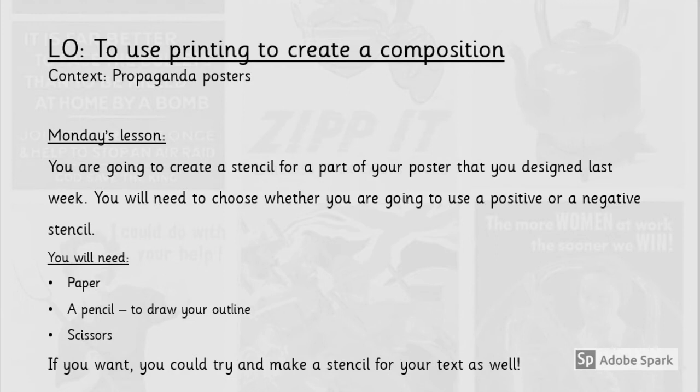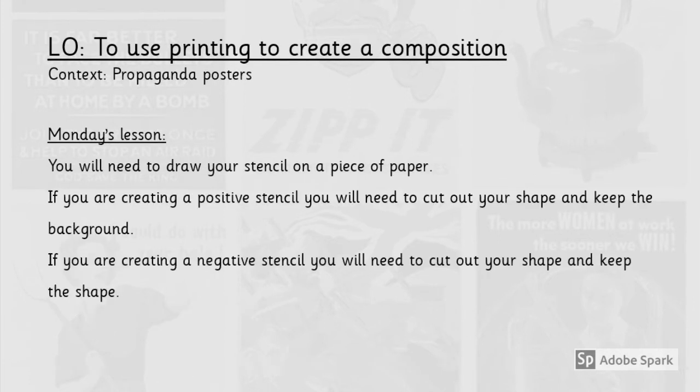So if I was doing this activity, I would be making a stencil of that aeroplane that I drew in the last lesson. What you're going to need to do is draw your stencil onto a piece of paper. If you're creating a positive stencil, you're going to need to cut out your shape and keep the background. So you can then throw away the shape, that doesn't need to be kept. You just need the background.